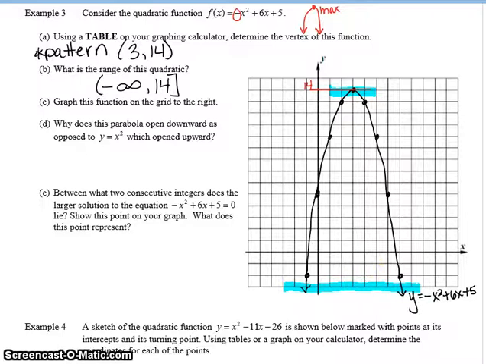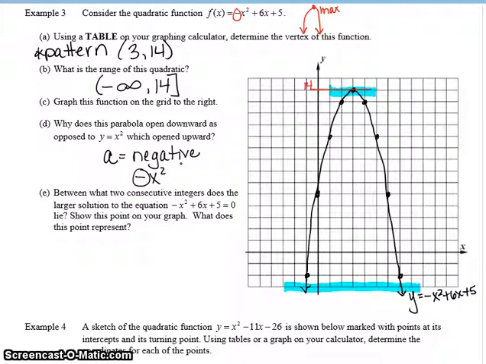All right. Part C. Graph this function on the grid to the right. Oh, I already did all that. I'm sorry. I guess I did that in part A. Part D. Why does this parabola open downward as opposed to y equals x squared, which opened upwards? Because a is negative. Okay, so we had a negative x squared, so that's why it opened down.